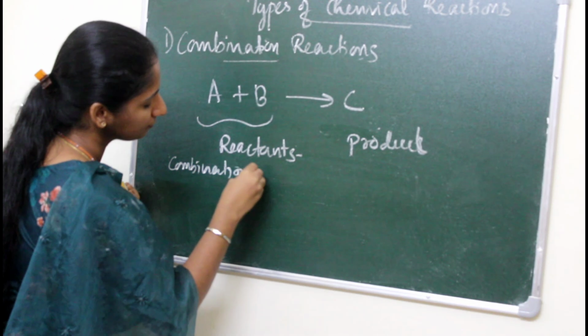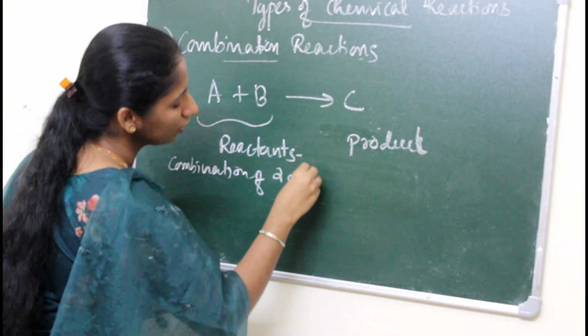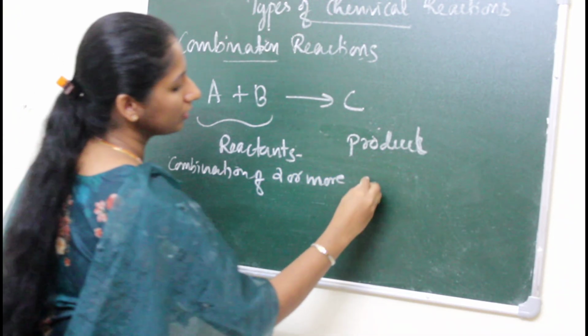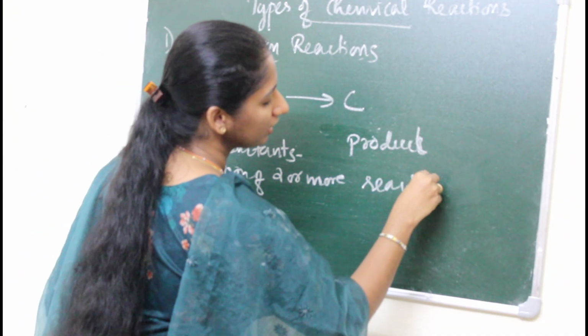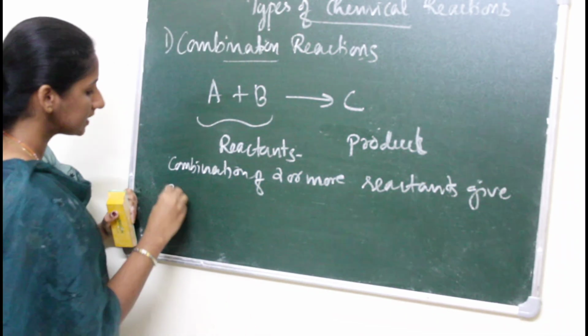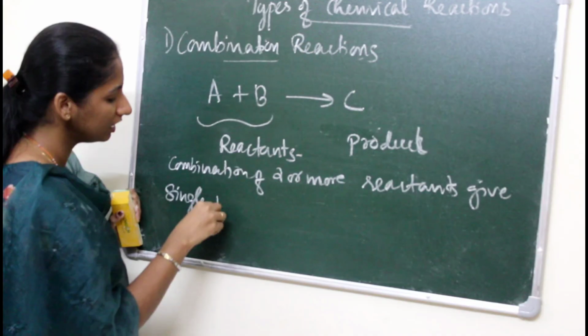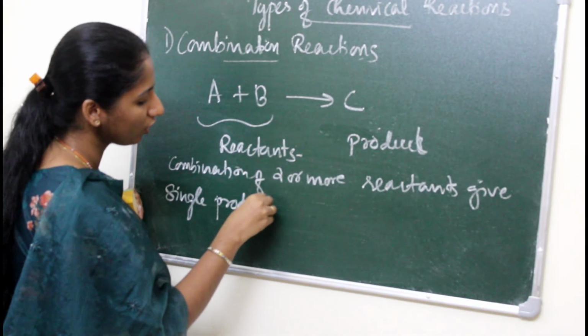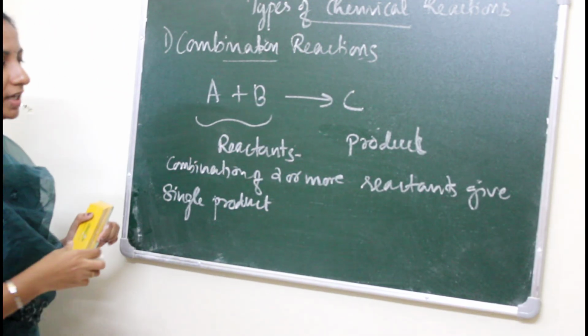A single product is formed by the combination of 2 or more reactants. Combination of 2 or more reactants gives a single product. Such a reaction we can call combination reaction.